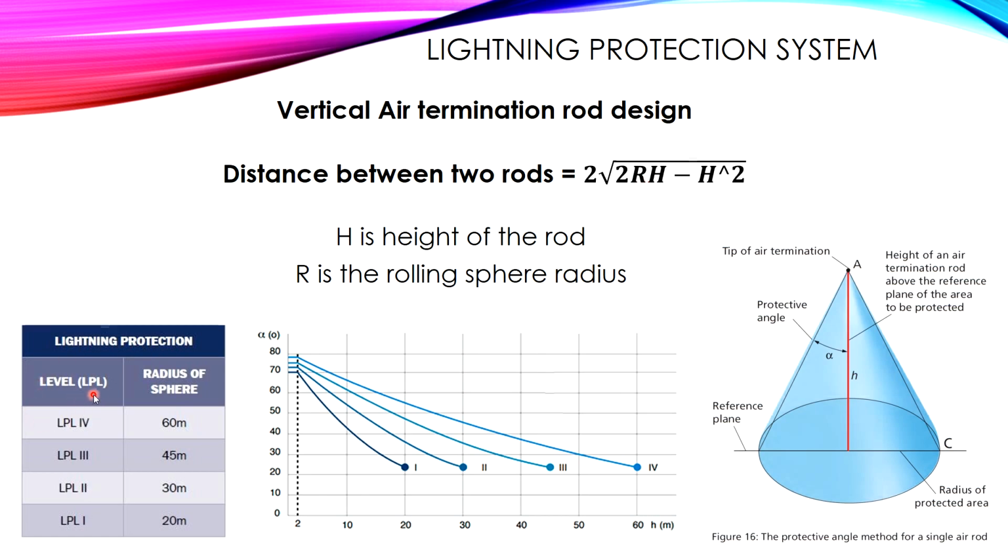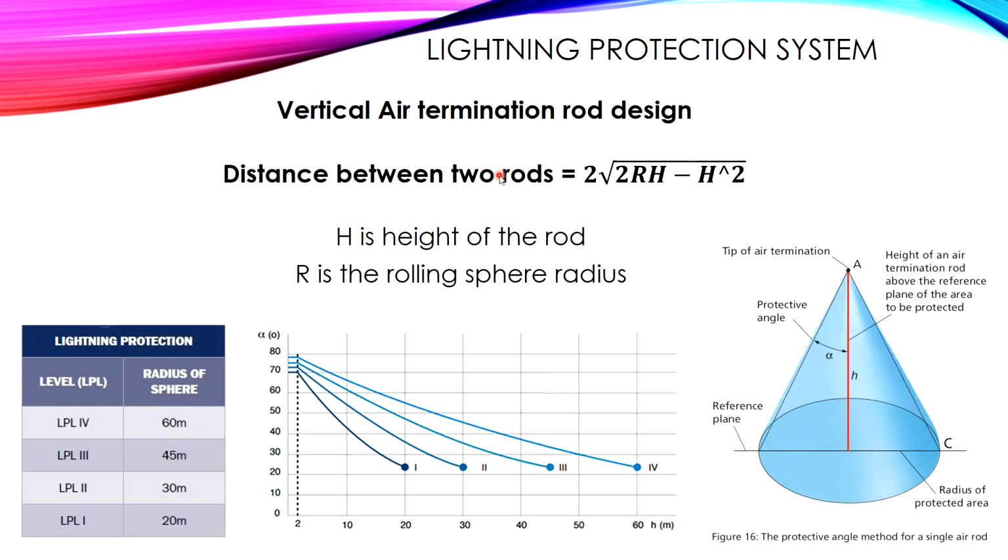The rolling sphere radius is obtained from the lightning protection level or the lightning protection class. If we are using the first class, then we will have a small radius of the sphere, 20 meters. If we choose the second one, we have 30. If we choose the third one, 45. Fourth, 60, and so on. So from this table, for example, if we need the first level, then choose 20 meters as the radius of the rolling sphere. And what height? Get what height you would like from 20 to 2, as you would like. According to the height, you will know the distance between two rods. Now you know the building, you know the roof length multiplied by the width. So according to the distance between two rods, you will know the number of rods required.